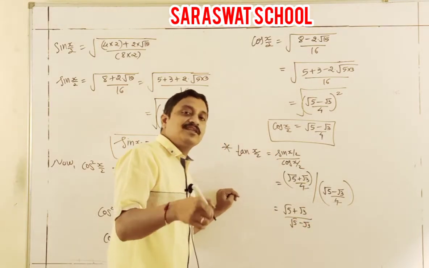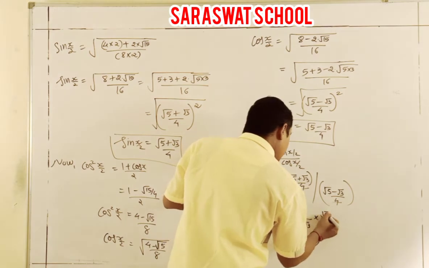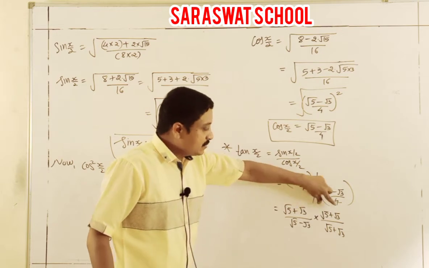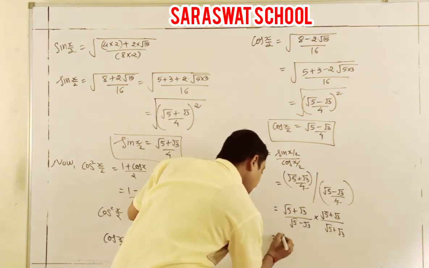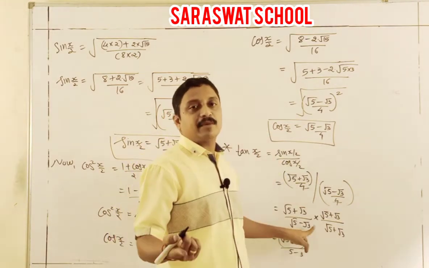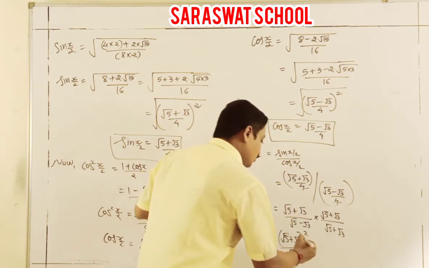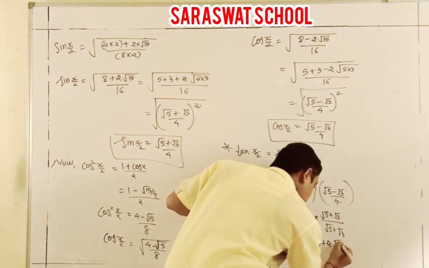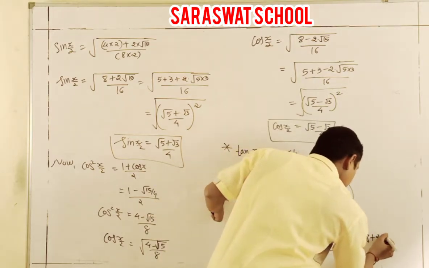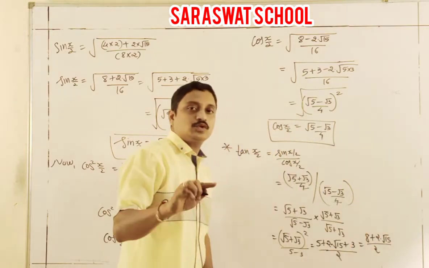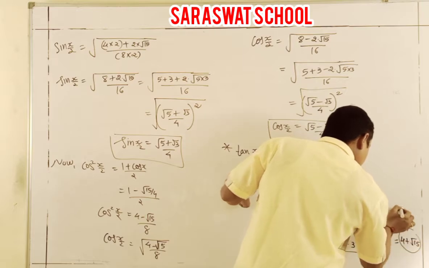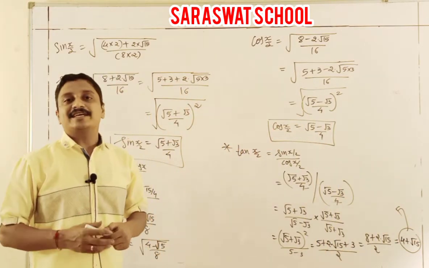Now students, I further calculate with the conjugate, root 5 plus root 3, root 5 plus root 3. Here, a plus b whole square. So can we write here the whole square value upon 5 minus 3? A plus b, a minus b, a square minus b square. So (5 plus 2 root 15 plus 3) by 2. My answer is (8 plus 2 root 15) by 2. 2 common, you get only 4 plus root 15. That's your final answer for this tan x by 2.